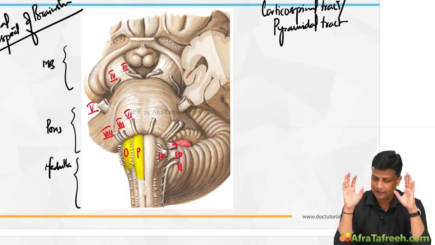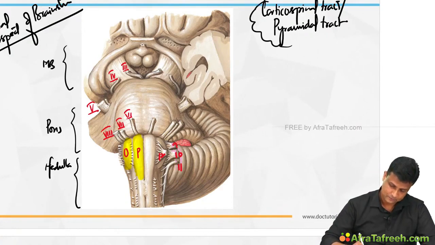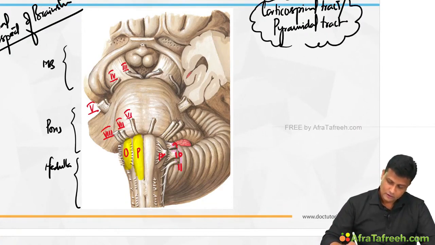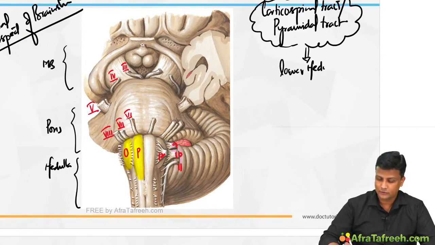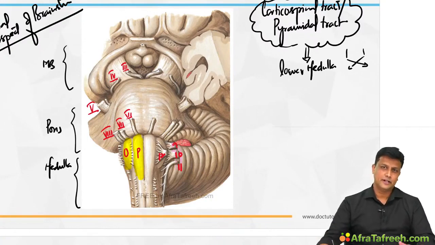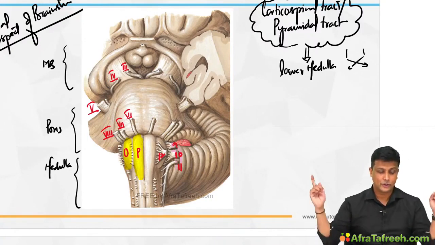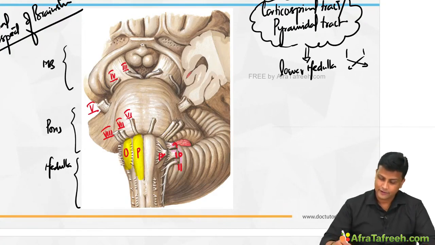Where will the pyramidal decussation occur exactly? Now remember, the pyramidal tract crossing, that is pyramidal decussation, will occur in the lower medulla. So in the lower medulla, what is going to happen, sir? The fibers are actually going to cross. Almost 85 to 90% of the fibers are going to cross in the lower medulla. That's important, fine.